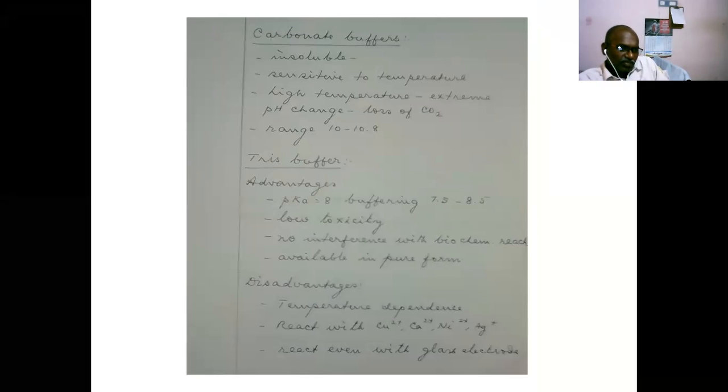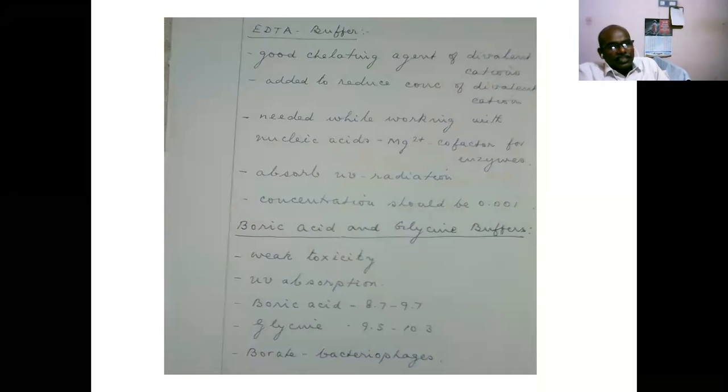So that is about the tris buffer. Next one is EDTA buffer. EDTA buffer is a good chelating agent for divalent cations. You know what is a chelating agent? You might have studied it in inorganic chemistry. And this EDTA buffer is normally added to reduce the concentration of divalent cations because it will chelate and take them off. Therefore, if you want to reduce the concentration of divalent cations in a system, you can add EDTA buffer that will reduce the concentration.